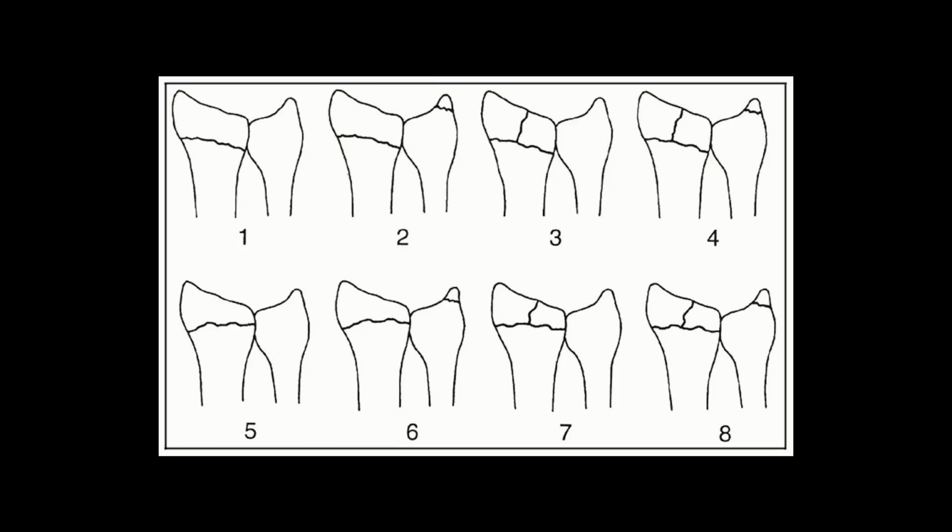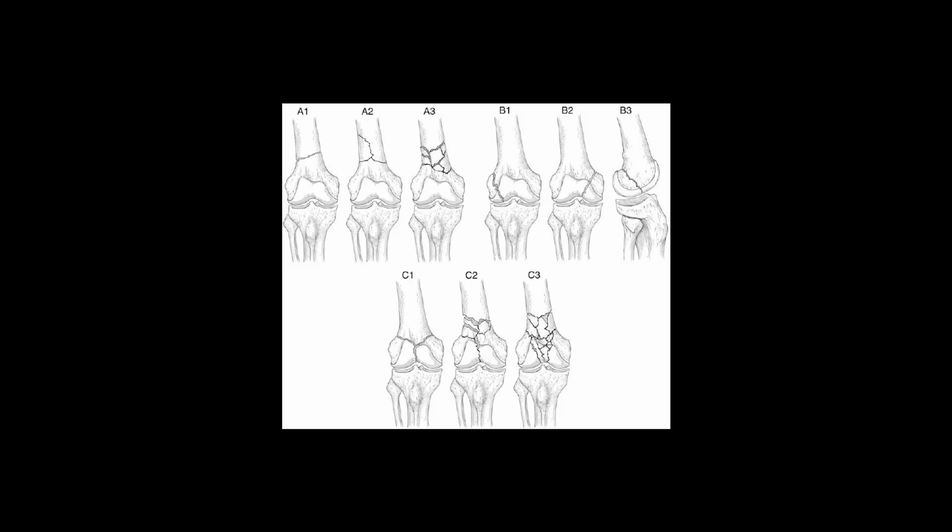Malone classification. The system that comes closest to directing treatment has been devised by Malone. I. Stable fracture. 2. Unstable, die punch. 3. Spike fracture. IV. Split fracture. V. Explosion injuries.